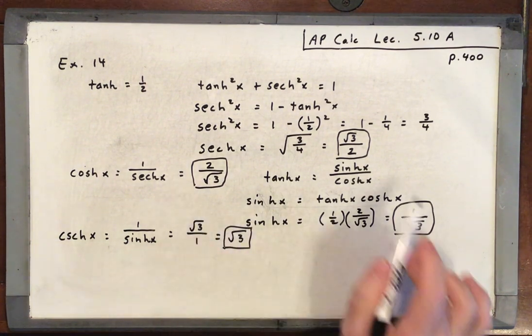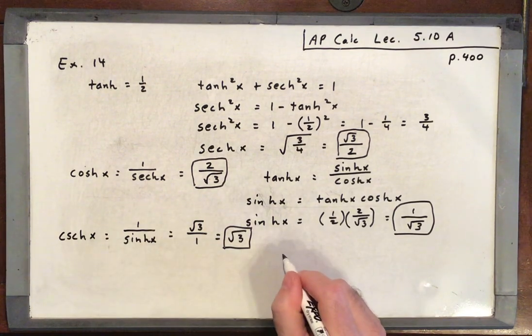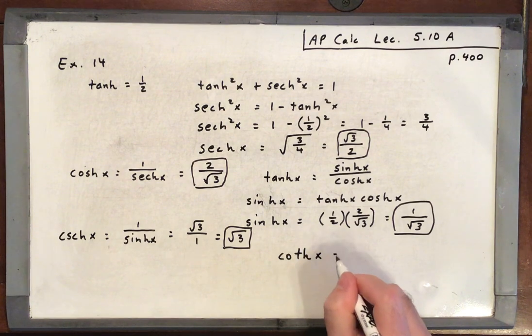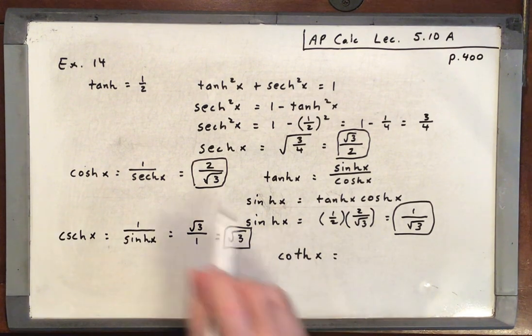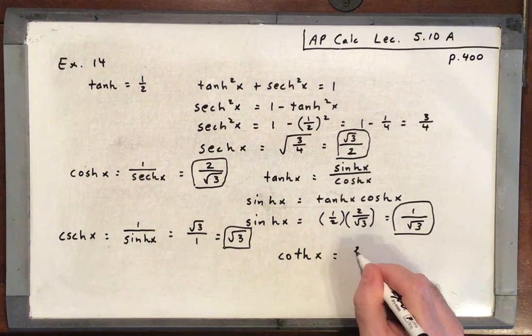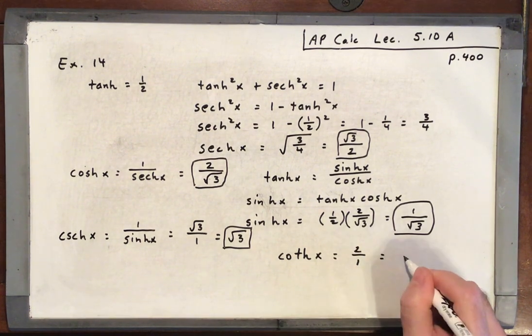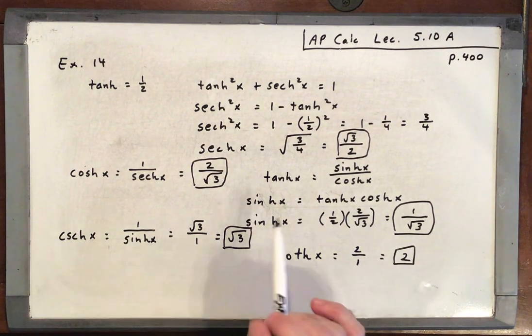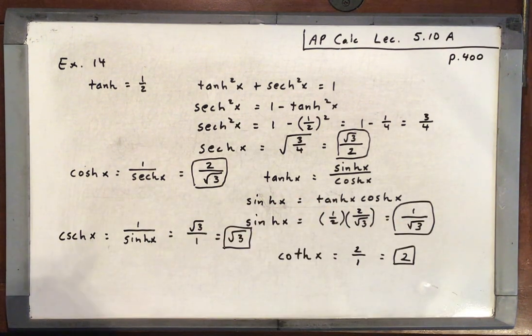Now we got 4 out of the 5. The only other one we need is hyperbolic cotangent. Well, as luck would have it, hyperbolic cotangent is the reciprocal of tangent. So we're just going to flip tangent. So 2 over 1. So that's 2.